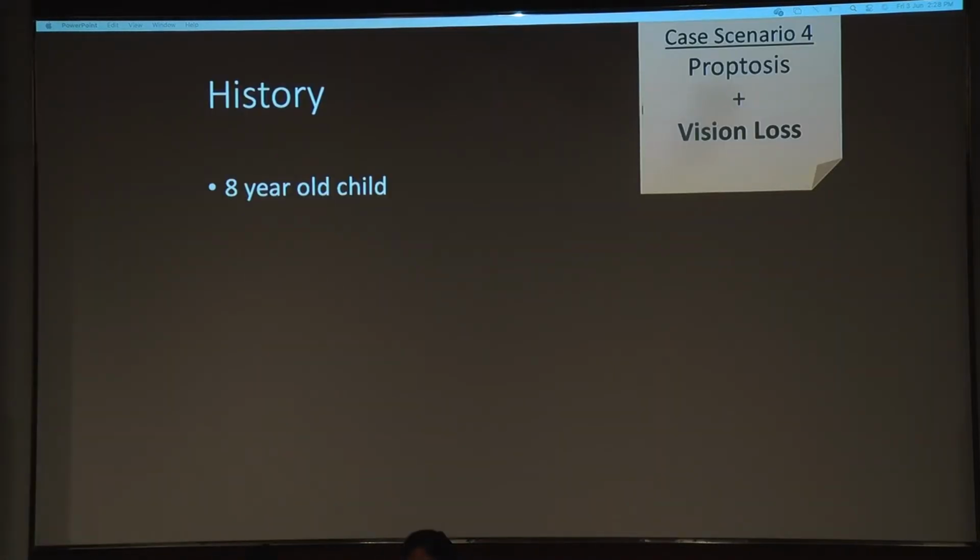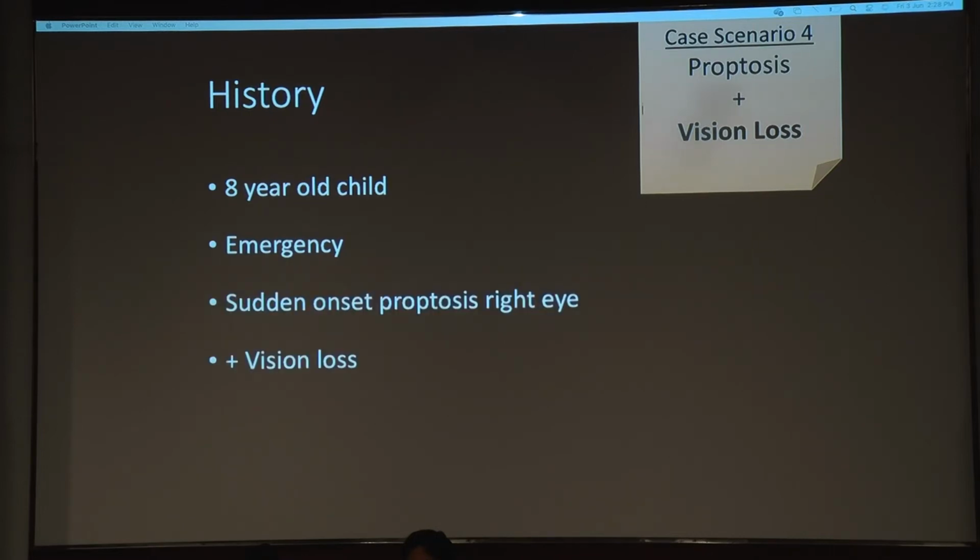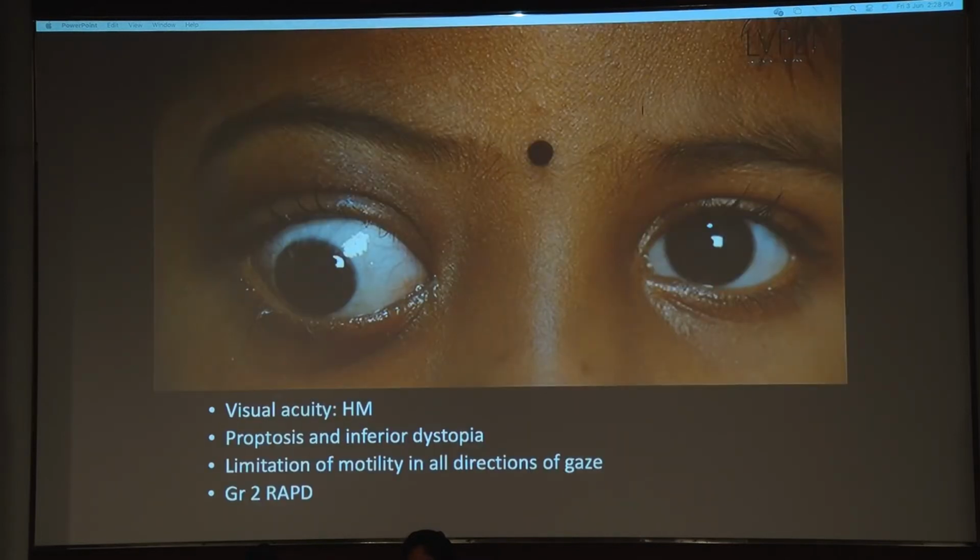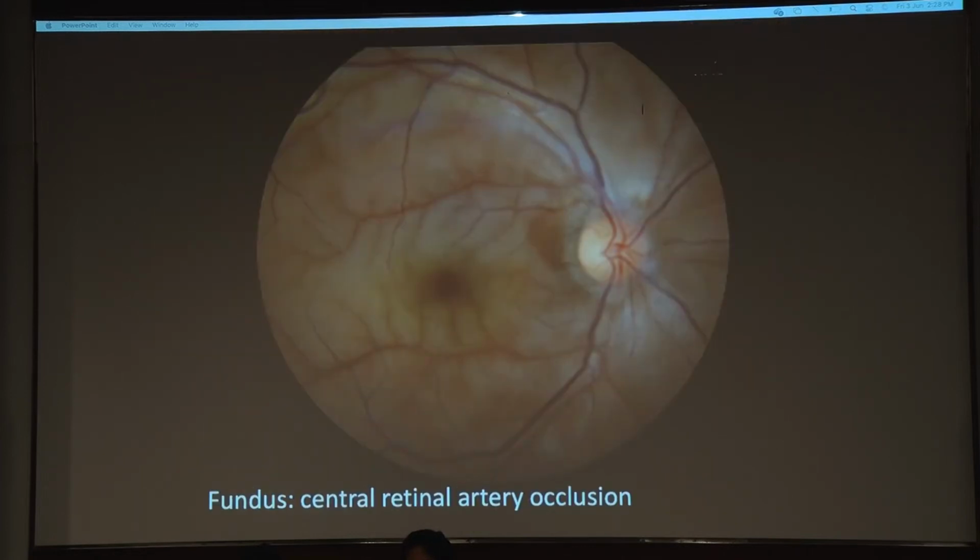So here's an interesting case of an 8-year-old child who presented to the emergency with sudden onset proptosis of the right eye, also accompanied by vision loss. He gave a history of trivial trauma that could not be attributed. The vision in the right eye was hand movements. There was proptosis with inferior displacement of the globe, limitation of movements, and grade 2 RAPD.